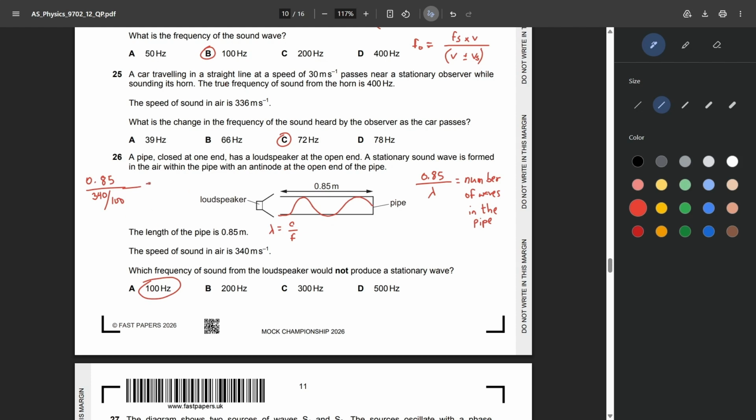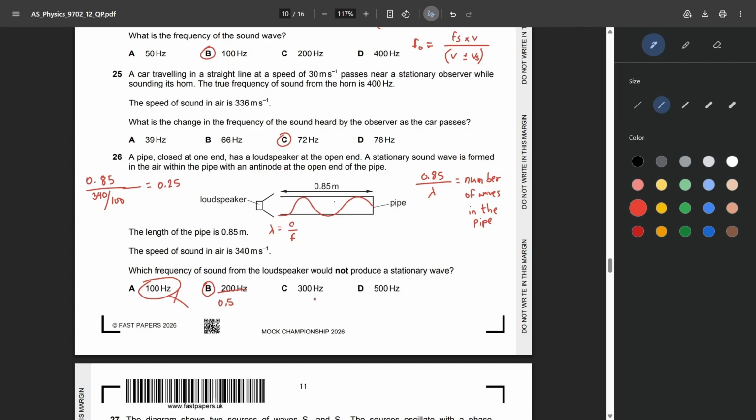For option A, that number is 0.25, meaning a wave with a frequency of 100 hertz produces 1/4 of a wavelength inside this pipe. So A is definitely not the answer. For option B, the number of waves formed is 0.5, which makes sense because it forms 0.5 waves. So at this point right here, the open end, it's not going to form an antinode. It's going to form a node, which is half the wavelength. So the answer would be option B.